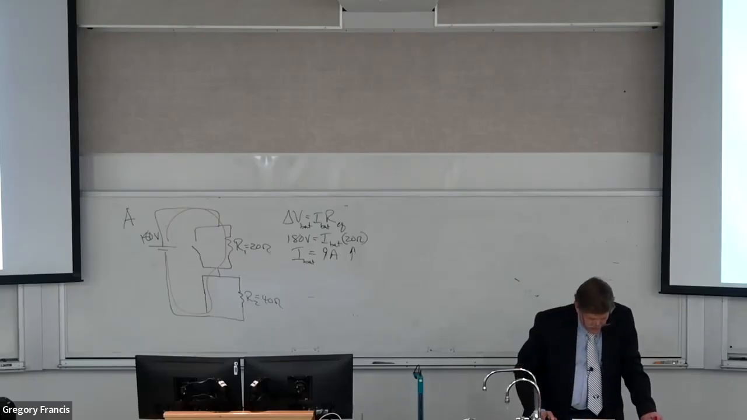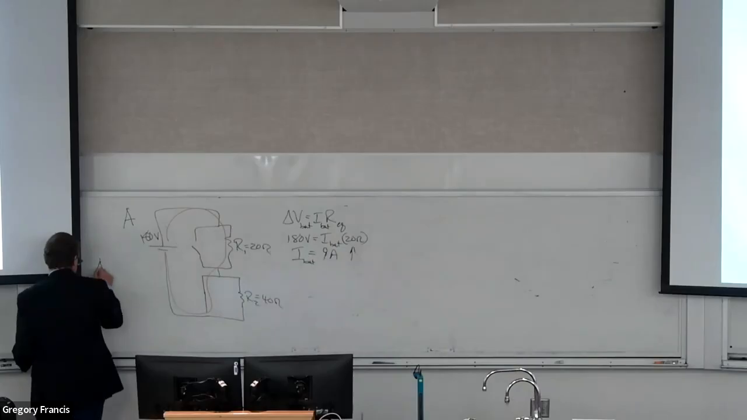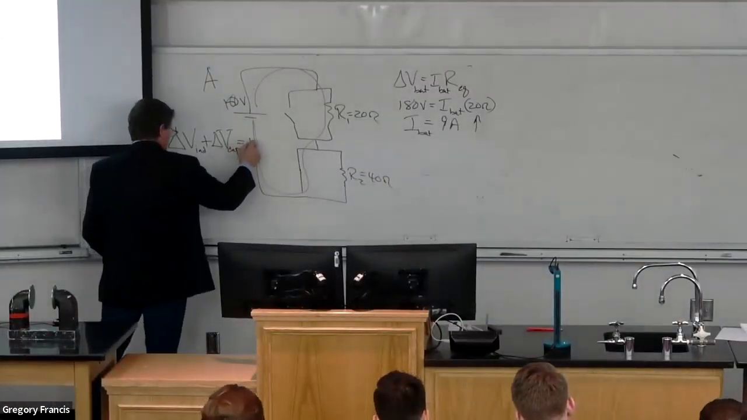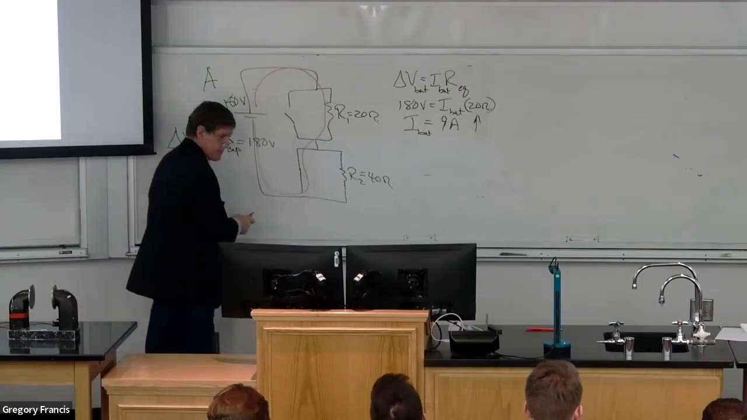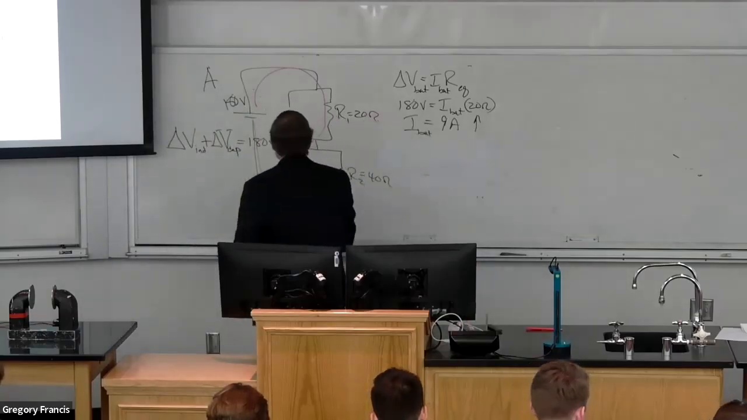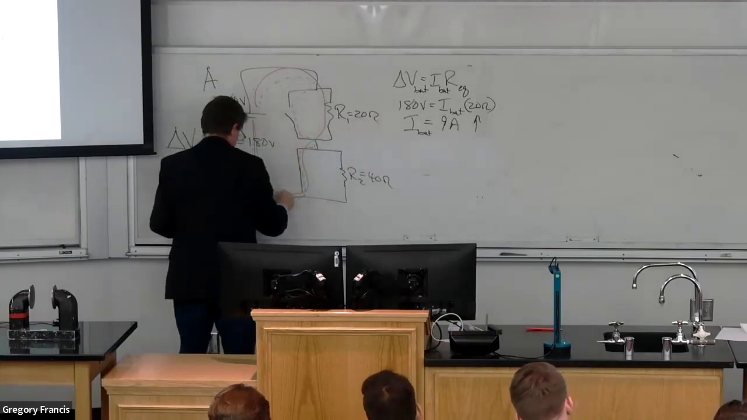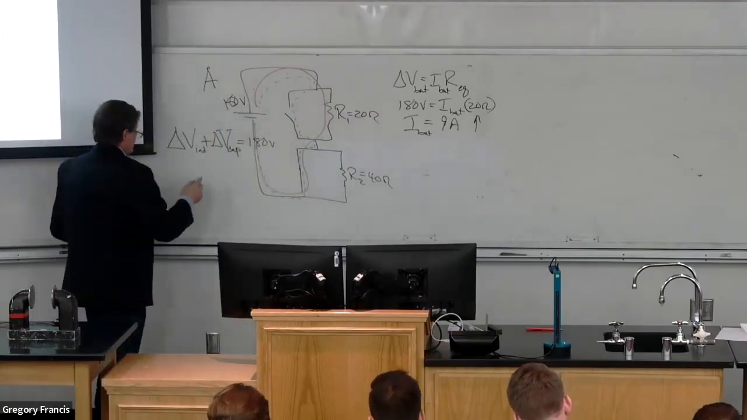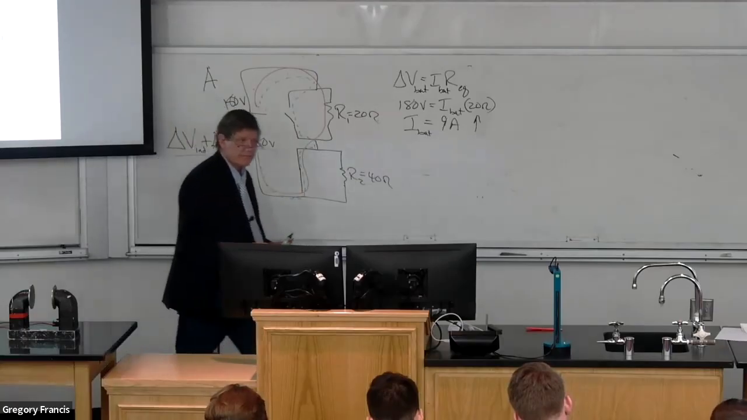If we want the voltage difference across the inductor, I can write the voltage across the inductor plus the voltage across the capacitor has to equal 180 volts. If I take a path, it doesn't have to be a closed path, just any path from one side of the battery to the other, it has to add up to the battery voltage. And since the voltage across the capacitor is 0, that means the inductor has to have 180 volts across it.